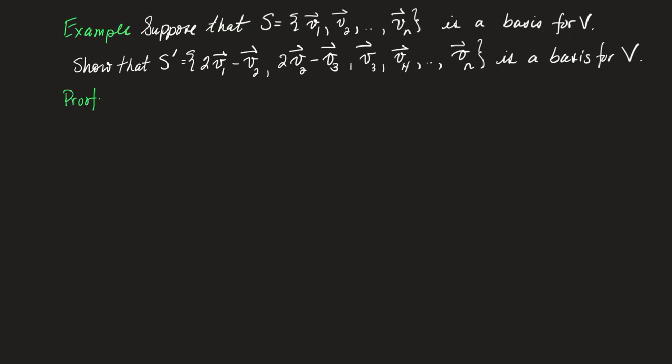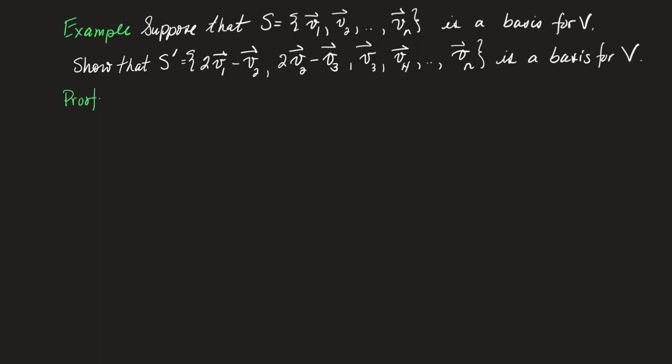In this video, I'm going to do this basis proof. So I have a set of n vectors that's a basis for a vector space V, and I want to show that this new set S prime is a basis for V. A basis should both be linearly independent and it should span V.